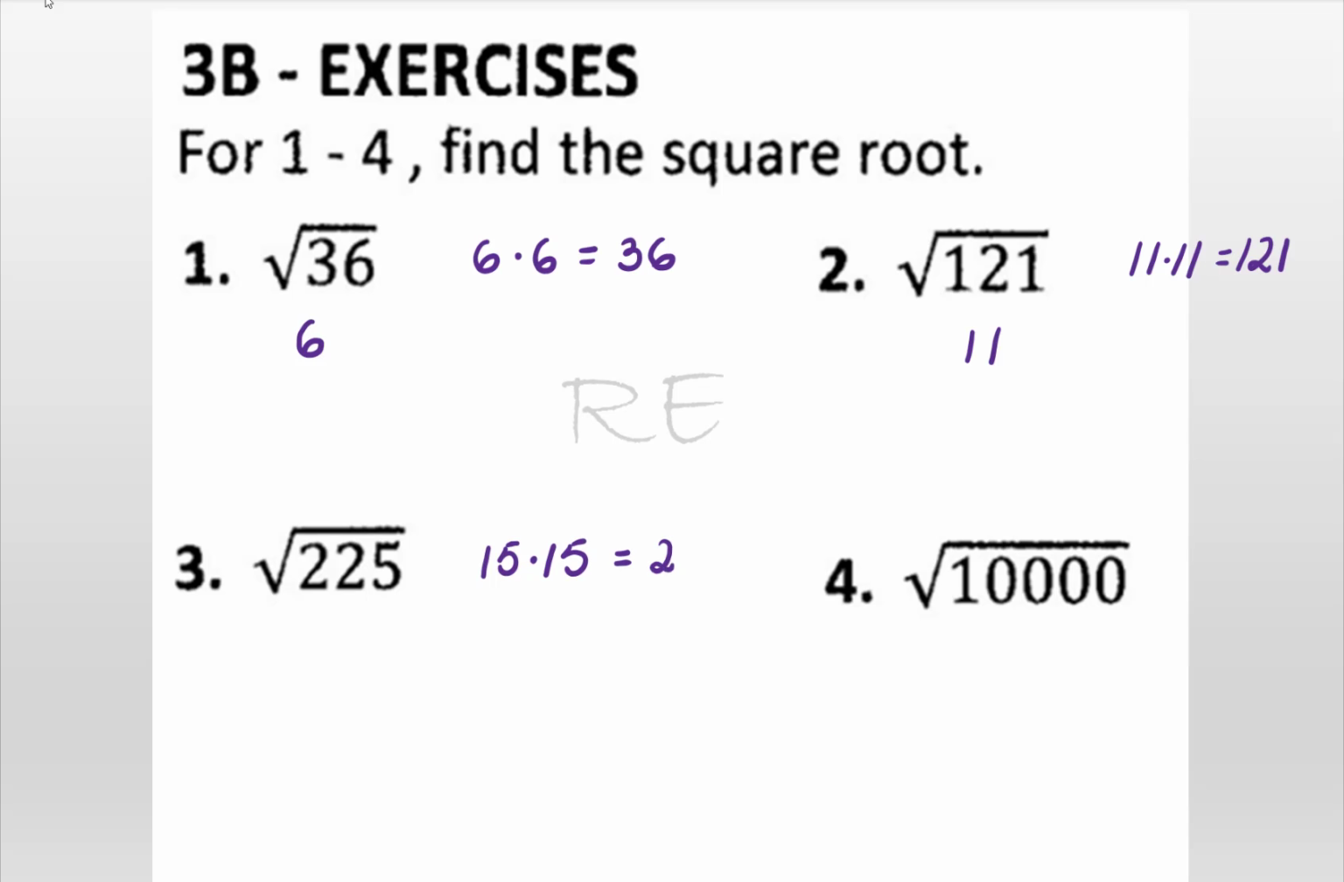Because 15 times 15 is 225, the principal square root of 225 is 15. And because 100 times 100 is 10,000, the principal square root of 10,000 is 100.